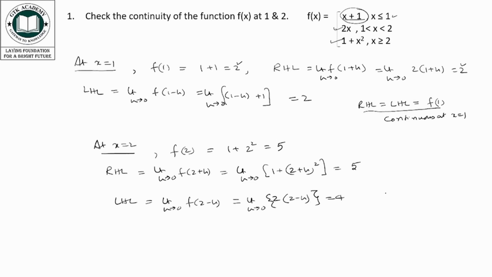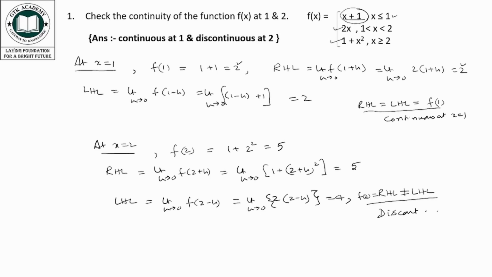That means right hand limit is not equal to left hand limit. And although right hand limit is equal to f(2), this value is not equal to left hand limit. So all three should be equal, and here they are not, so it is discontinuous. Let's see what the answer is. Continuous at 1 and discontinuous at 2.